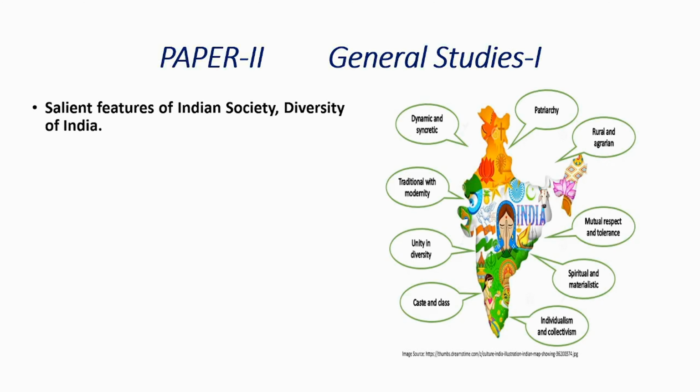So moving on to the next part of the syllabus, which is Indian society. So next part is Indian society. In the first line, you will see about salient features of Indian society and the diversity of India. Diversity of India itself is a feature of Indian society. So India is a very diverse country. We are not like other countries which are having singular population.